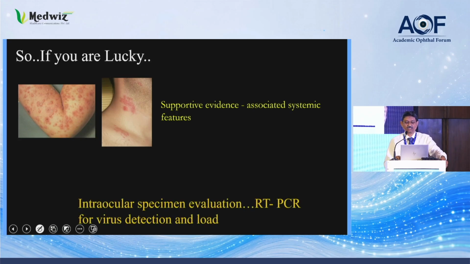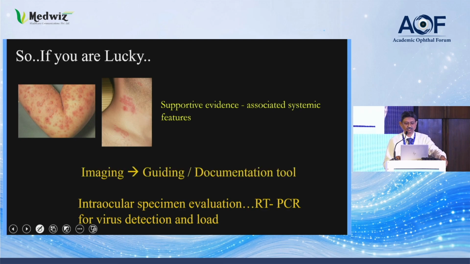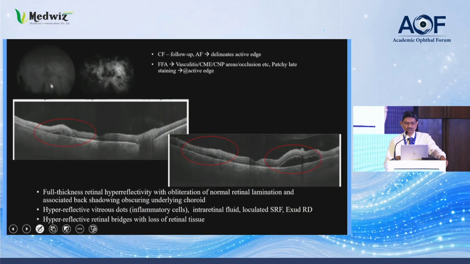And the most important is intraocular specimen evaluation by RT-PCR for the virus, not only the detection but also the load, how much multiplication is occurring. And some imaging guidance or documentation tool can help you in treatment and in following them up through the resolution phase. So like this, if you have the initial phases of viral retinitis and an ARN in the periphery, obviously you cannot image it, but if you have the posterior part of it, you can document.